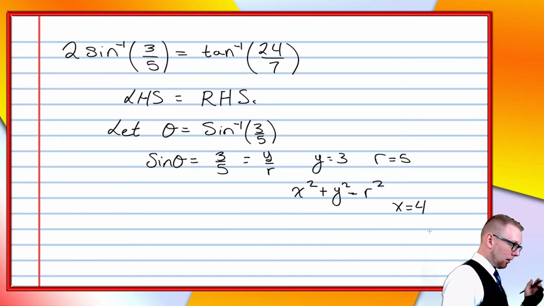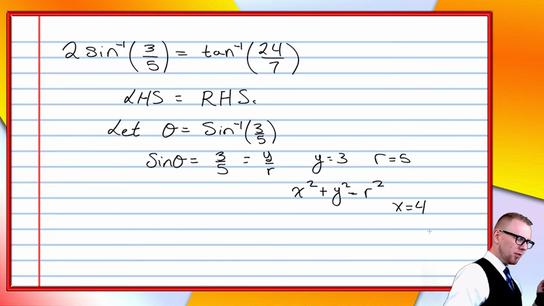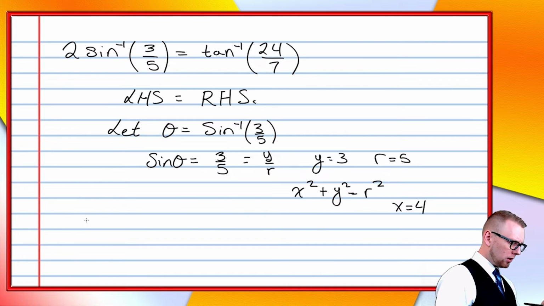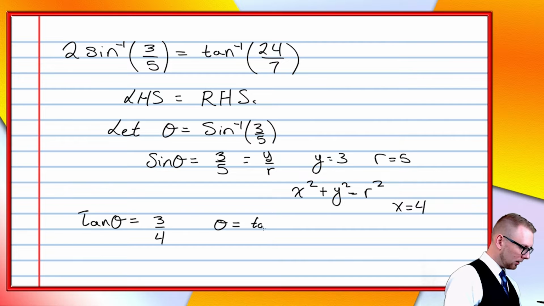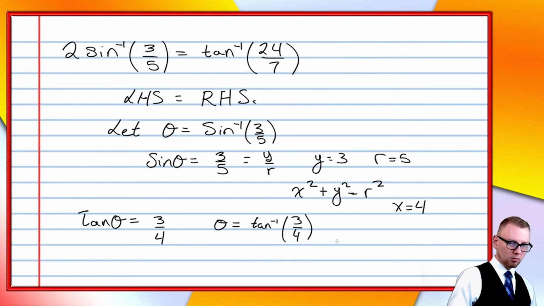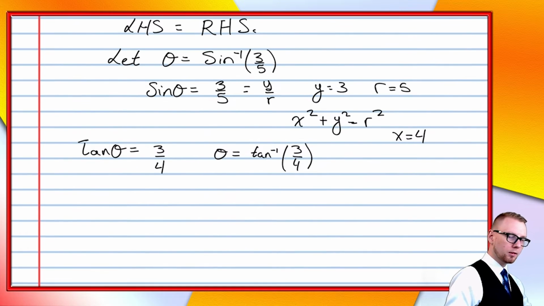Okay, we've got this tan thing we're going to worry about. So let's do tan. We know that tan theta is going to be y over x, so we've got 3 over 4. Which means theta is also equal to the tan inverse of 3 over 4. Okay, it's a good start. Now let's play with this left-hand side.